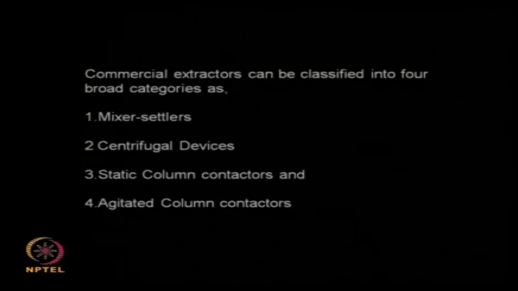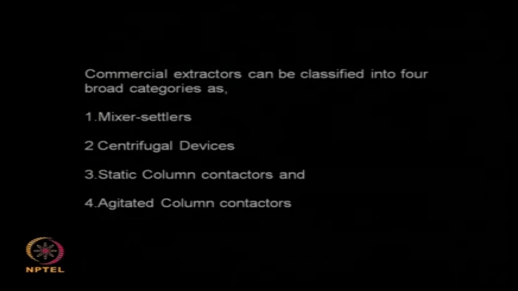Third is the static column contactors, that means you have large tall columns where the two streams come in contact, but there is no mechanical agitation. So you can have a jet contactor, or a bubble column contactor and so on. In an agitated column, you also have mechanical agitation, which creates turbulence and mixing of both these streams. So again the idea is to improve your mass transfer.